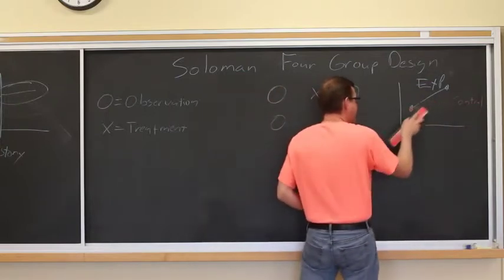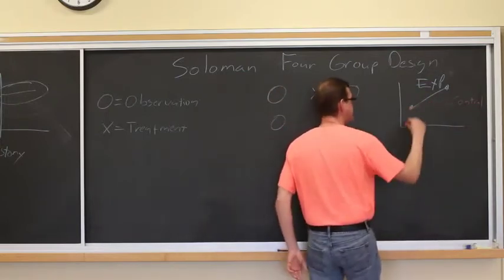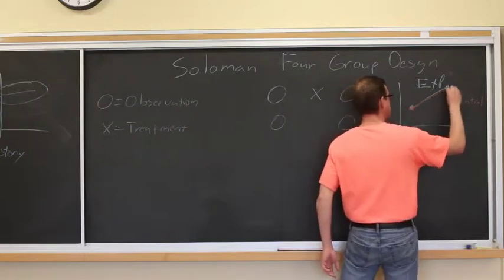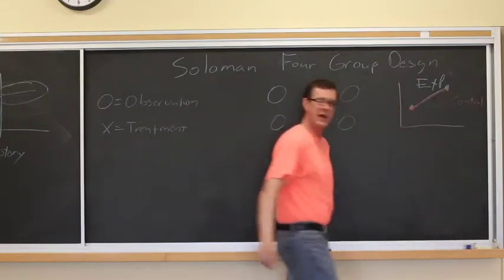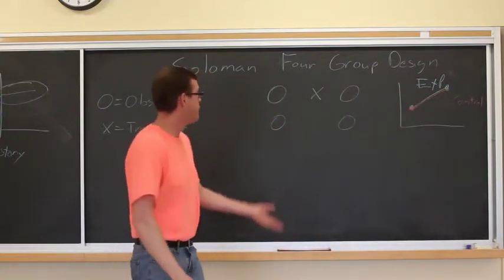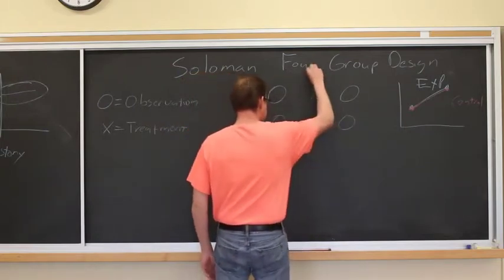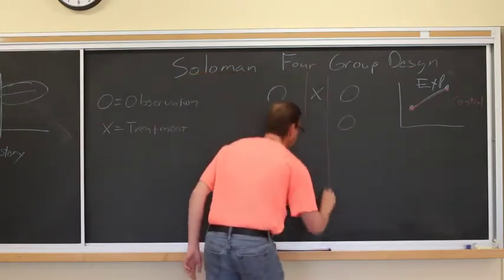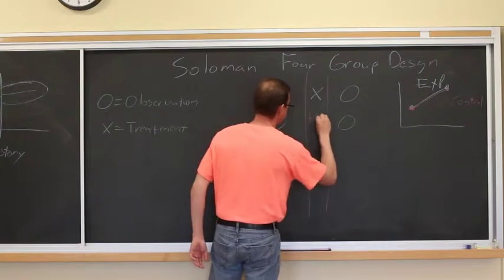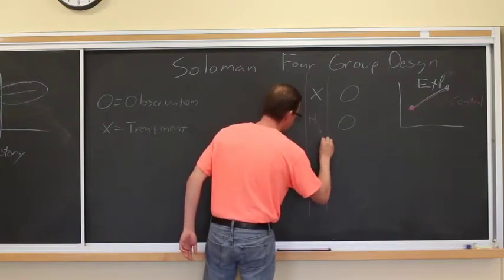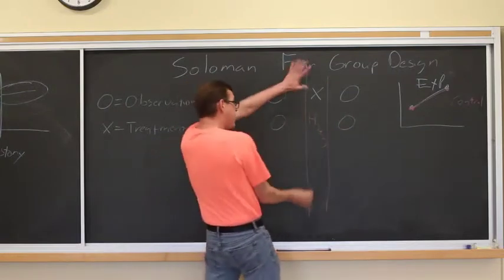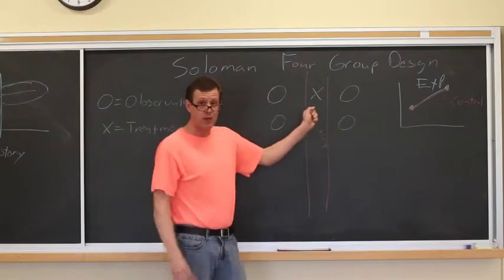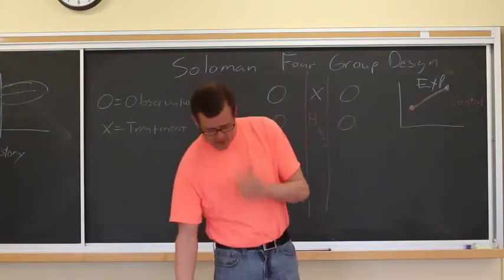What we would not want to find would be something like this, where the 2 basically overlap each other exactly. If you found something like that, that would suggest that something at this point in time, I'm going to say history, something at this point in time besides the treatment actually affected things.